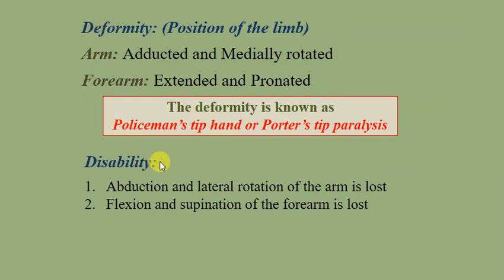And in terms of disability, what will be disabled here is abduction. Since the arm will be adducted, abduction will be inhibited. The arm will be medially rotated in the deformity, so lateral rotation of the arm is lost. The flexion and supination of the arm is lost, meaning extension and pronation are favored.